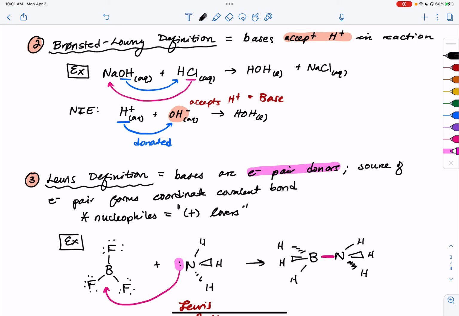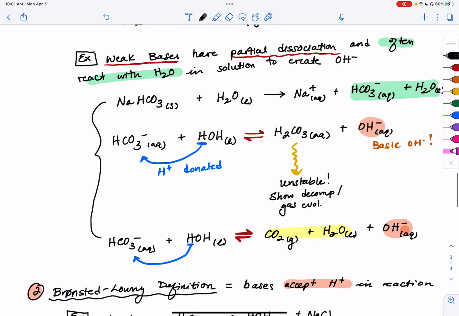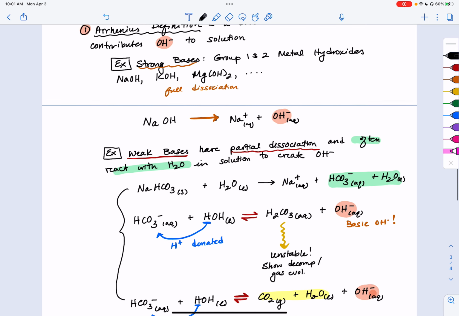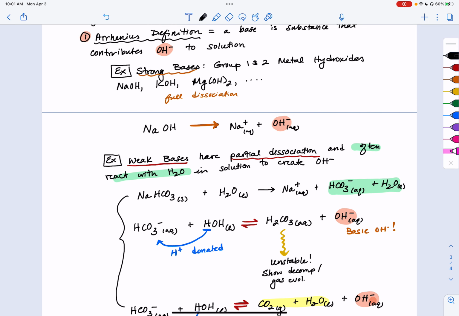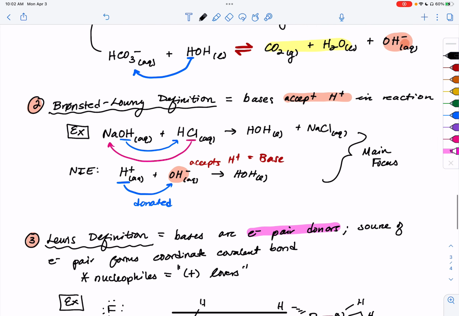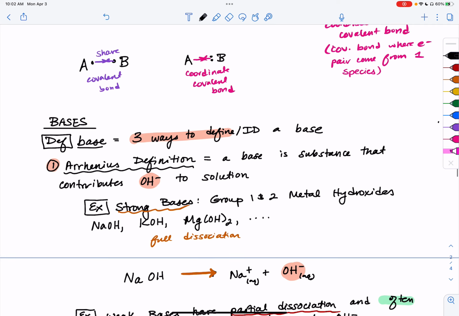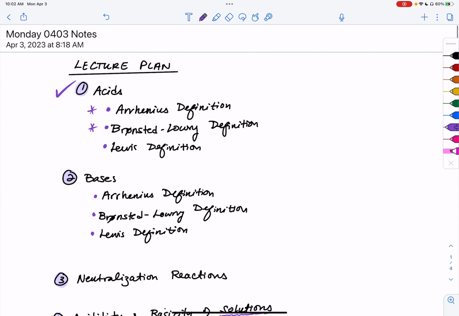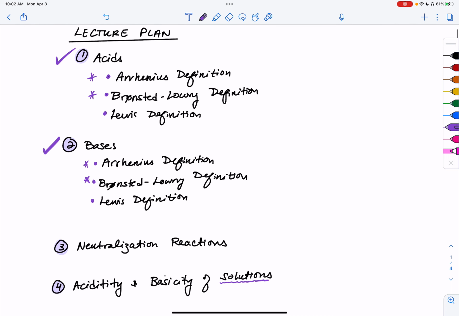Again, this is going to be our main focus. Namely, can you identify a base according to whether or not it contributes hydroxide into solution? So that's our Arrhenius definition. Or can you describe what bases do in reaction, and that is accept some kind of acidic proton from an acid? So just like in our acid definitions, we're going to focus mainly in 210 on the Arrhenius and Bronsted-Lowry definitions, though your Lewis definition will pop up again in 220 and again in your OChem classes.